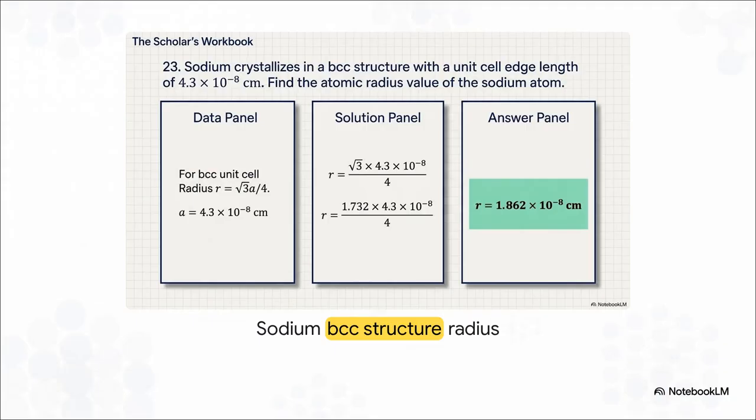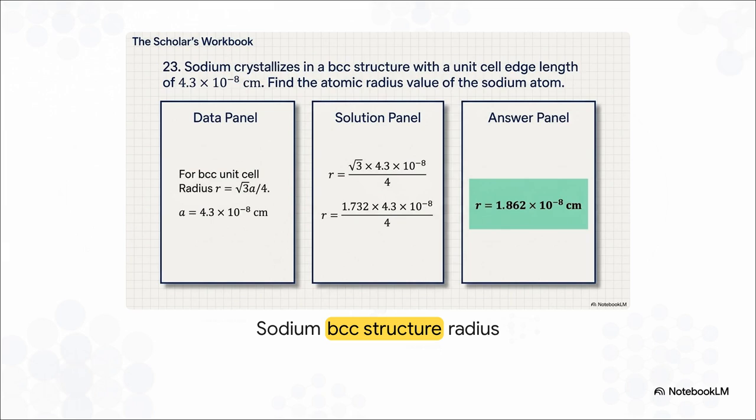Question 23. Sodium crystallizes in a BCC structure with a unit cell edge length of 4.3 times 10 to the power of -8 centimeters. Find the atomic radius value of the sodium atom. Data panel: for BCC unit cell, radius R equals root 3A over 4. A equals 4.3 times 10 to the power of -8 centimeters.